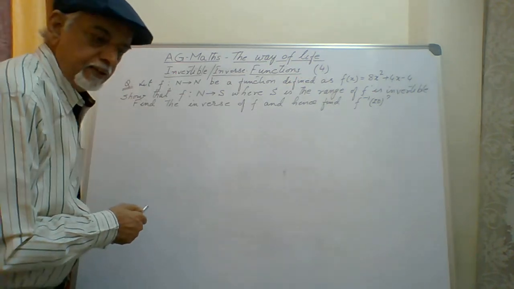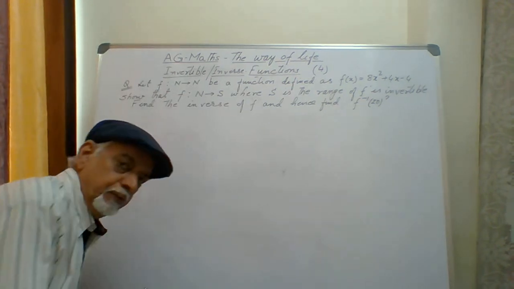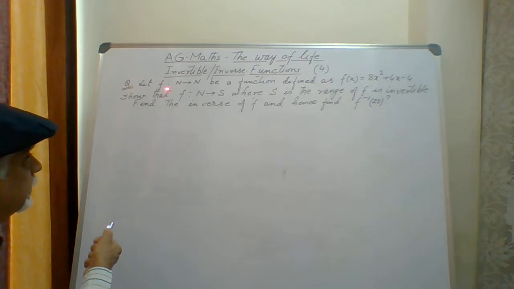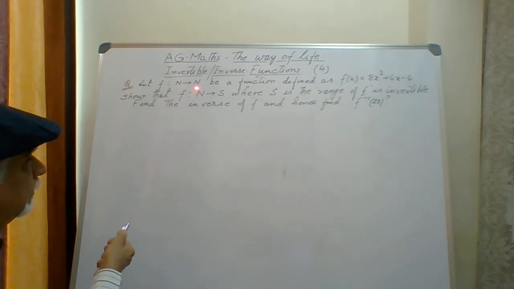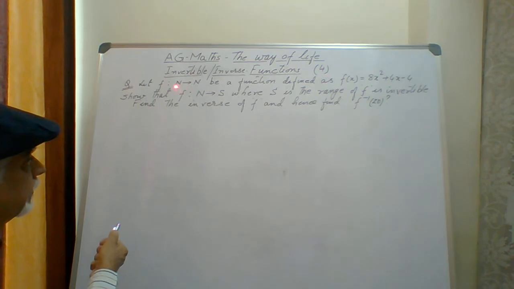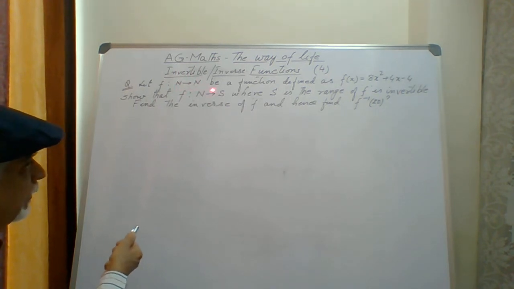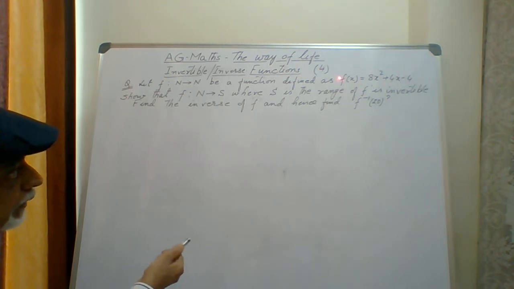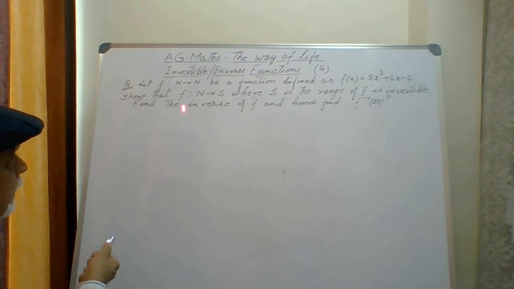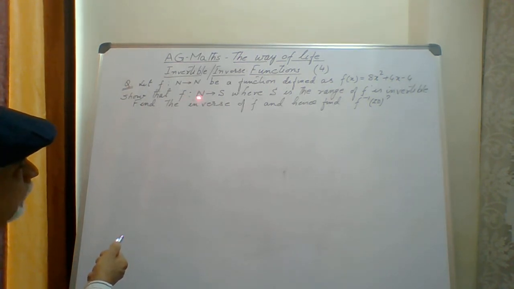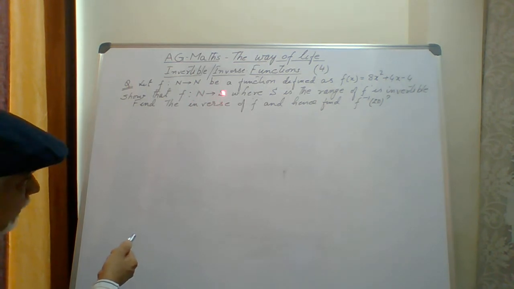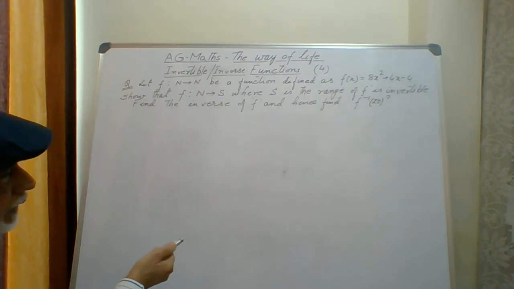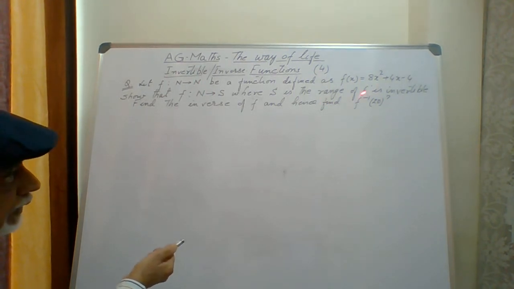Now, to discuss that, I decided to take you through a question. The question here is: f is a function from natural to natural, that is natural numbers to natural numbers, which means the domain and range both are natural. It is a function defined as f(x) = 8x square plus 4x minus 4. Now we have to show that this function, when we consider the domain as natural and S as the range of f, is invertible.